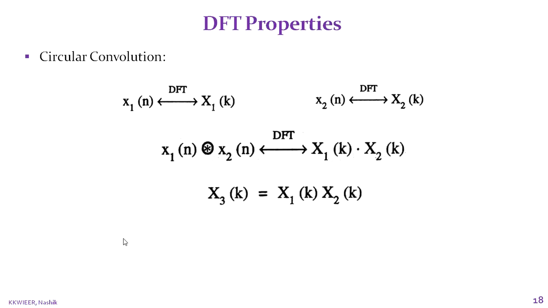And the last one is circular convolution. If you take the convolution of x1 of n and x2 of n, then the DFTs will be multiplied with each other. So this is the circular convolution property, that is x1 of n circularly convolved with x2 of n. The final x3 of k can be written as the multiplication of x1 of k, that is the DFT of the first sequence, into the DFT of the second sequence.